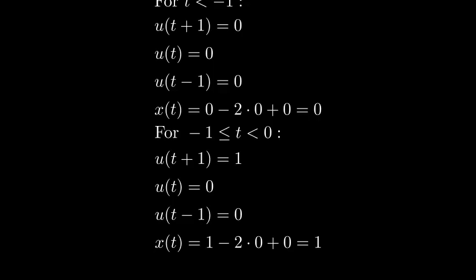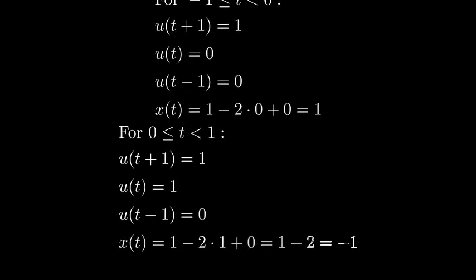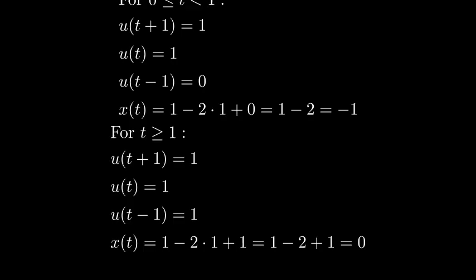For region 3, where t is between 0 and 1, u of t plus 1 equals 1 because t plus 1 is positive. U of t equals 1 because t is positive or 0. U of t minus 1 equals 0 because t minus 1 is still negative. So x of t equals 1 minus 2 times 1 plus 0, which equals 1 minus 2, which equals negative 1. For region 4, where t is greater than or equal to 1, u of t plus 1 equals 1 because t plus 1 is positive. U of t equals 1 because t is positive. U of t minus 1 equals 1 because t minus 1 is positive or 0. So x of t equals 1 minus 2 times 1 plus 1, which equals 1 minus 2 plus 1, which equals 0. Let's summarize our findings with the piecewise definition of x of t.